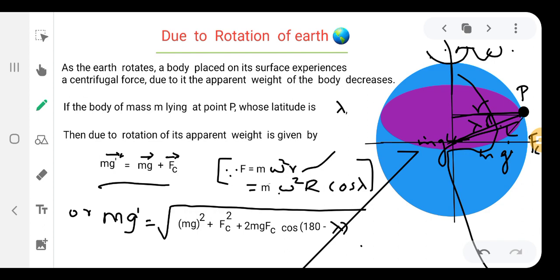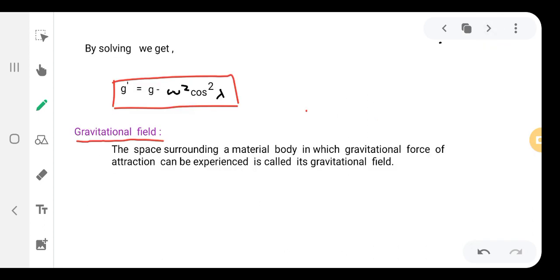Now the resultant F, if there are two forces, the magnitude is given by root of mg square plus Fc square plus 2 mg Fc cos of 180 minus lambda. After the calculation, by solving, what we get is g dash equal to g minus omega square R cos square lambda. This is the acceleration due to gravity on the surface of the earth.